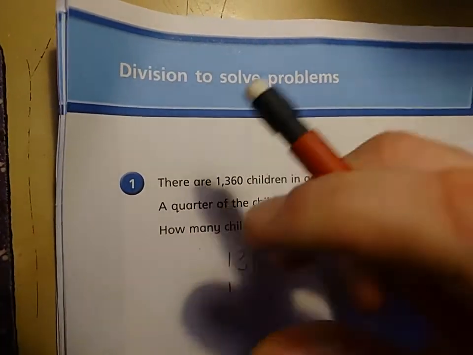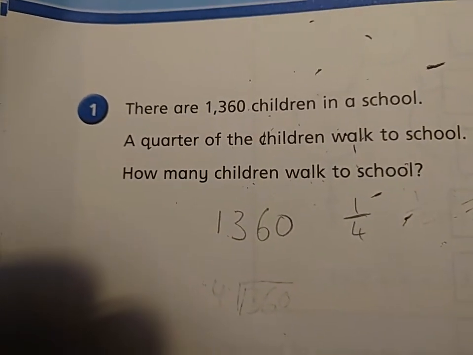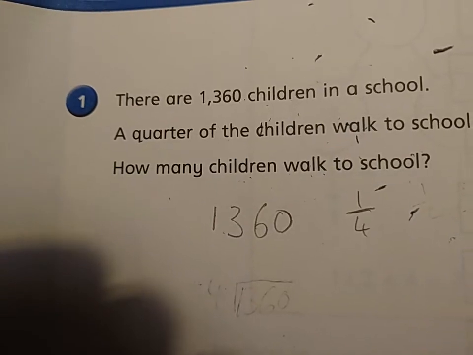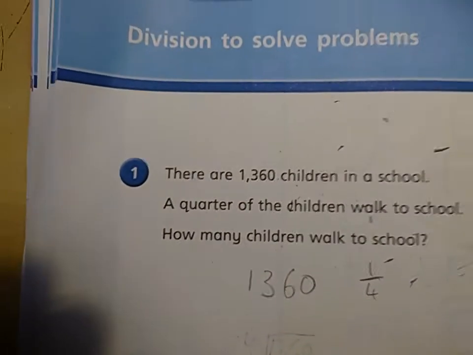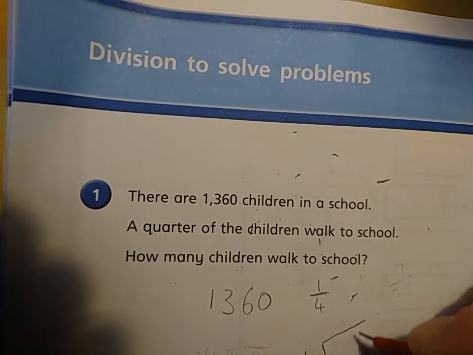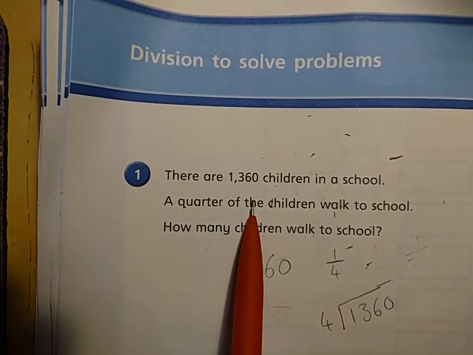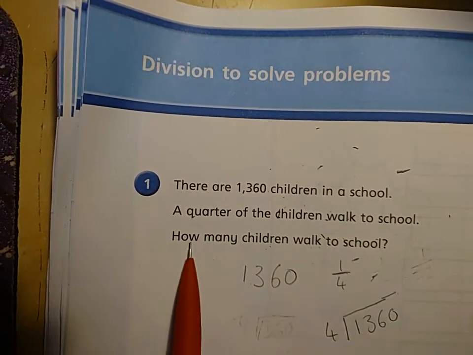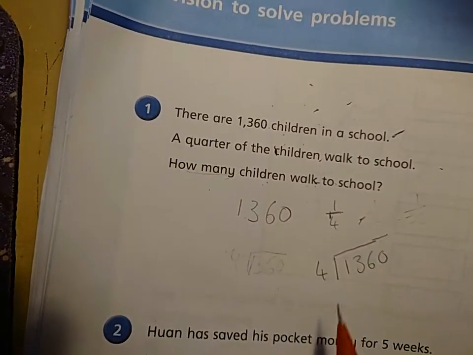Or you may have also remembered, if you want to do it an even shorter way, that we talked before about a quarter being the same as halving it and halving it again. So you may think, can I just work out what a half of 1,360 is and then do half of that again? But I reckon the best way to do it is just short division. If I find out what a quarter is, I've found out how many of the children walk to school. So how many? Well, it's going to be the answer to whatever that is. Okay, I'll leave you to do that one. That's just short division.